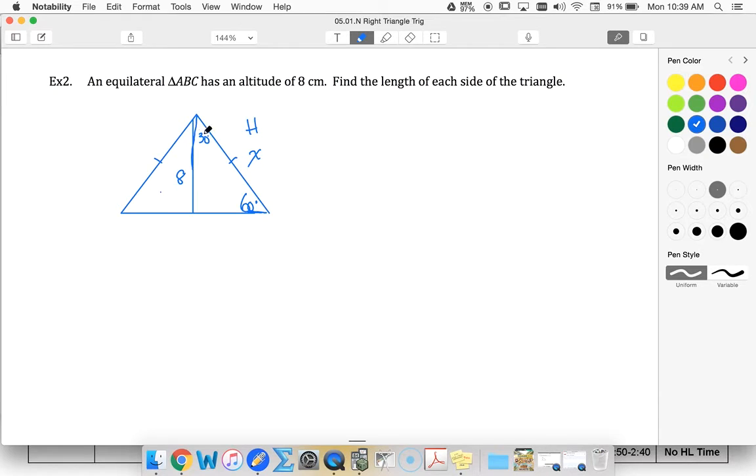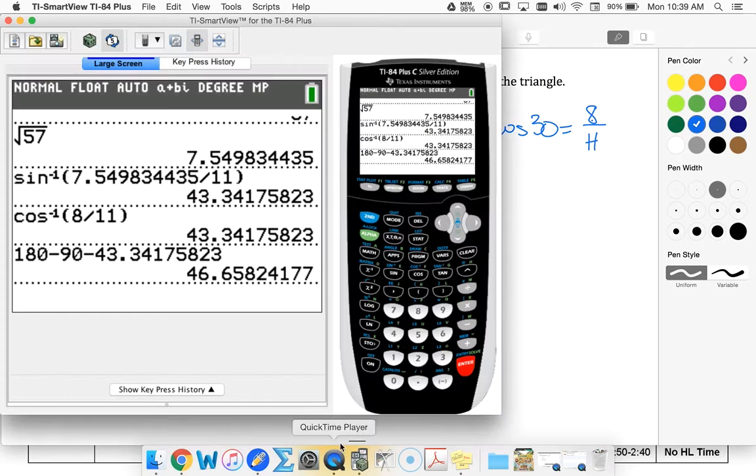If I use angle 30, this is adjacent. If I use angle 60, it's opposite. So I could say that sine of 60 is opposite over hypotenuse, or I could say that cosine of 30 is adjacent over hypotenuse. So either one of those ratios we could set up. So if I'm going to solve this, I could put sine of 60 into my calculator.